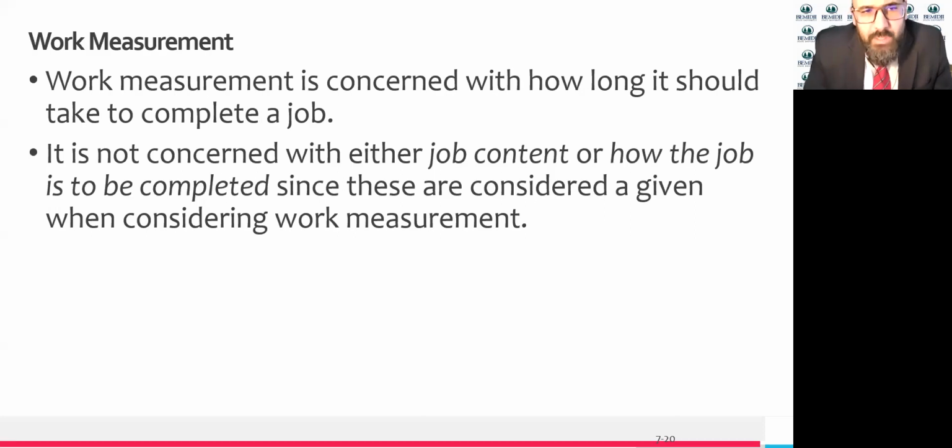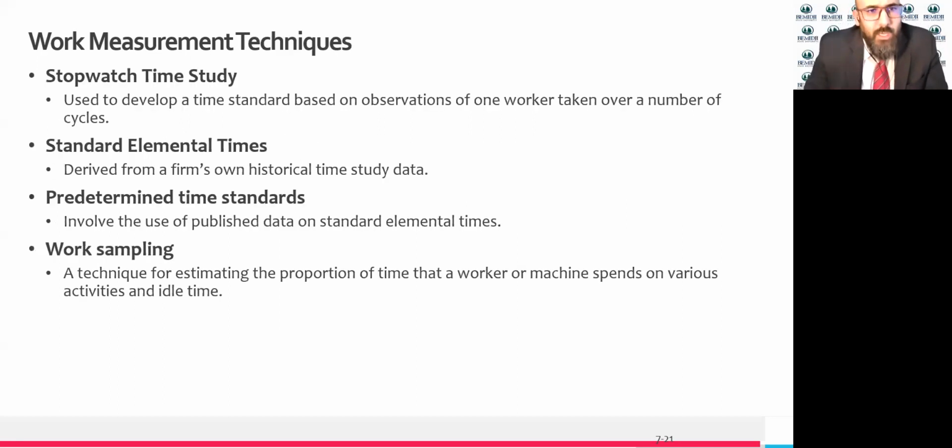Work measurement is concerned with how long it should take to accomplish the job, but we're not concerned about the job content or how the job is to be accomplished. These are out of the scope of work measurement. So work measurement, analyzing the job, is related to how long a job should take. In order to do this, we have different techniques to do the work measurement.